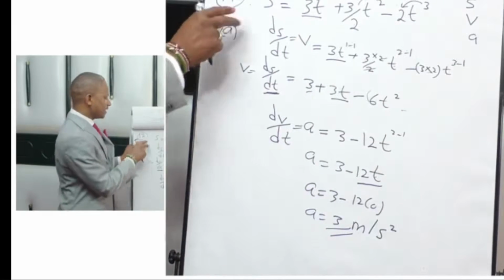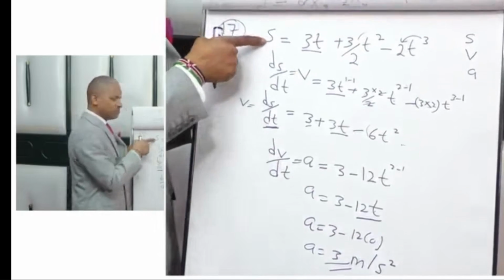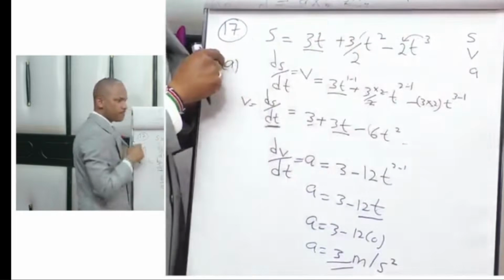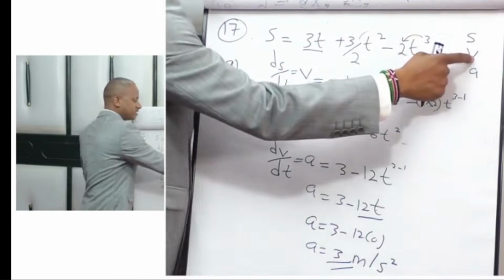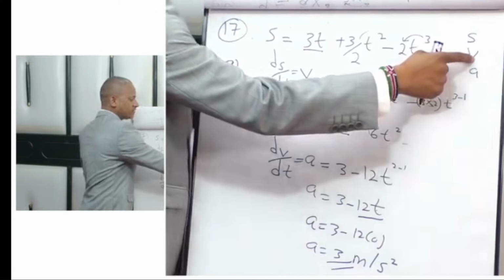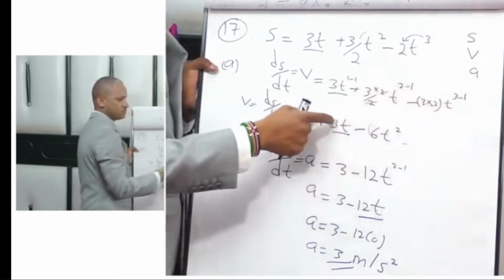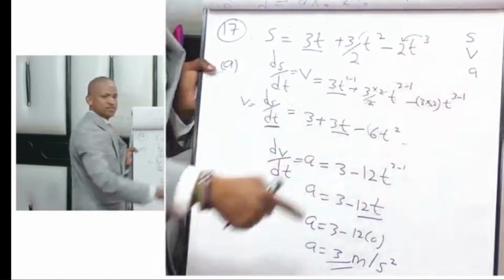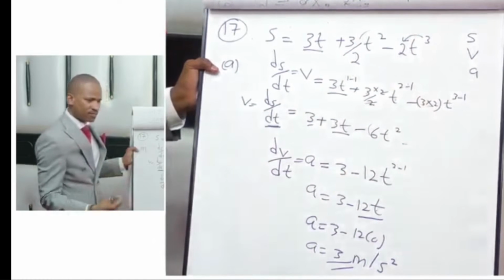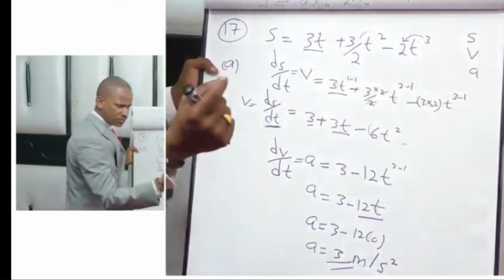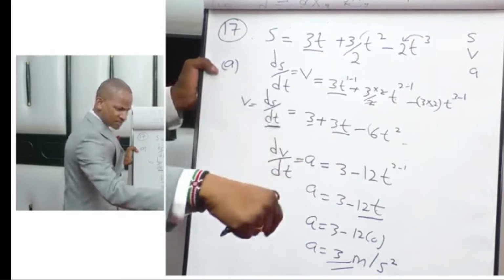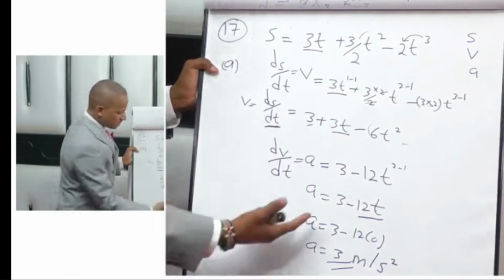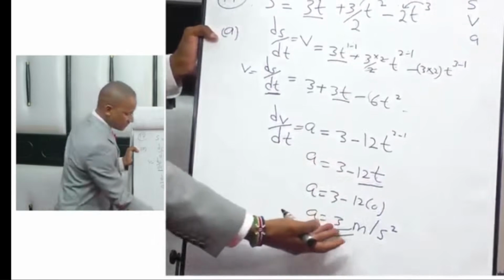So let's come back here, class, because I want you to understand this. If you differentiate s with respect to t, you get velocity. If you differentiate velocity, v, with respect to t, you get acceleration. Then you follow what the question wants. They say initial acceleration, which means the time is 0. You just replace t with 0. You get your free marks.